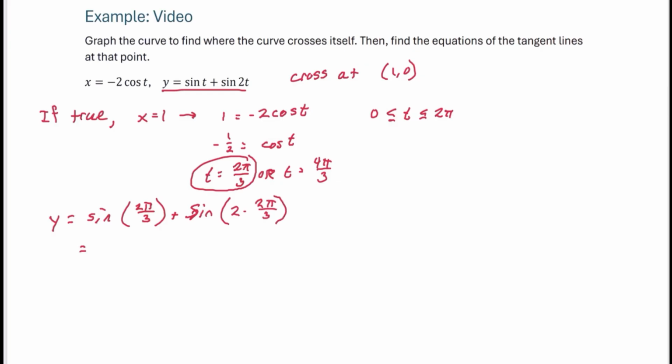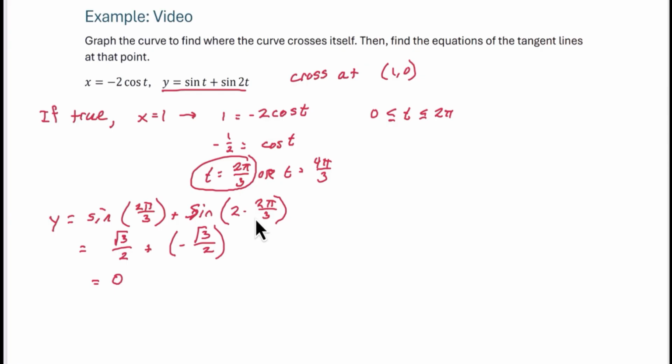Going back to the unit circle, sine of 2 pi thirds will give us the square root of 3 over 2. Then we want to add the sine of 4 pi thirds. That is actually negative root 3 over 2. And so we get that y is 0.